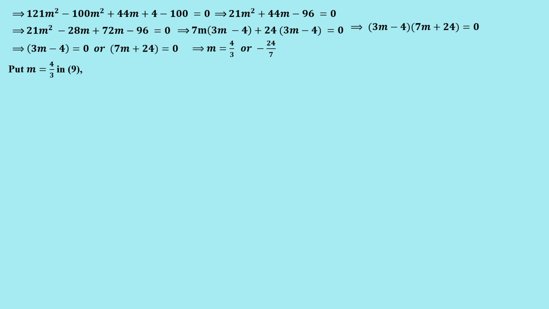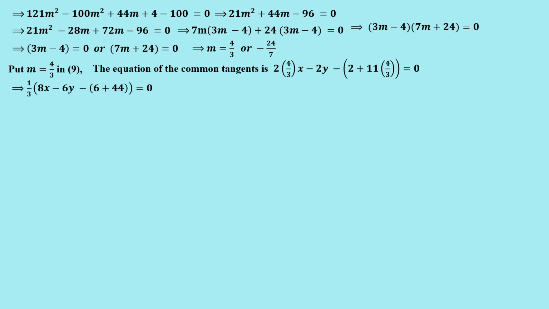Put m equal to 4 by 3 in equation number 9, the equation of the transverse common tangent, right? 2 into 4 by 3 into x minus 2y minus 2 minus 11 into 4 by 3 equal to 0. So taking 3 as the common LCM, take 1 by 3 outside, 8x minus 6y minus 6 minus 44 equal to 0. So you will get 4x minus 3y minus 25 equal to 0.